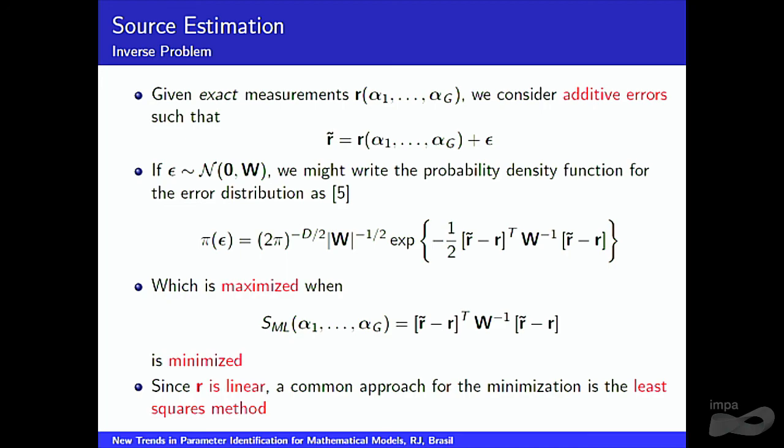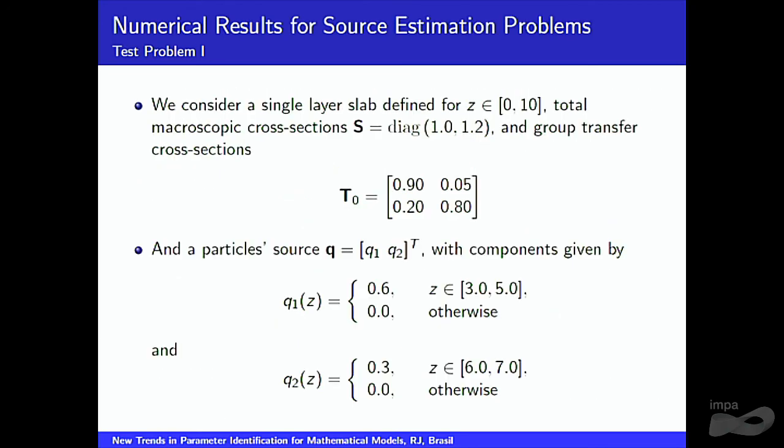We do the same thing we did before. We consider the exact readings, and then we consider some additive errors. Same idea as before, just here the notation is a little bit different. But for the linear case, like the case that we have here, we solve using the least square method. Now, this data was taken from a direct problem that we have solved before for the two groups of energy.